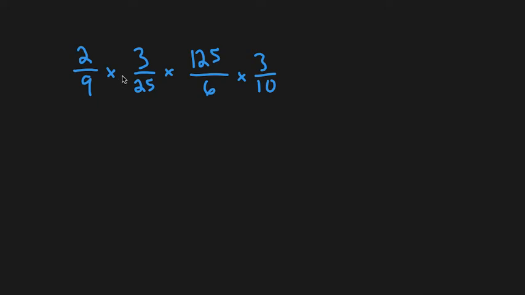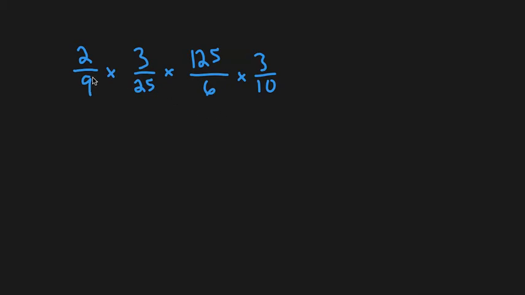So here we have a problem where we're multiplying a bunch of fractions together. One option is to take all the numerators and multiply them together to make a numerator, and multiply all the denominators together to make a denominator. But when we have numbers that are as big as these, it can be helpful to simplify the problem by canceling out common factors on top and bottom.